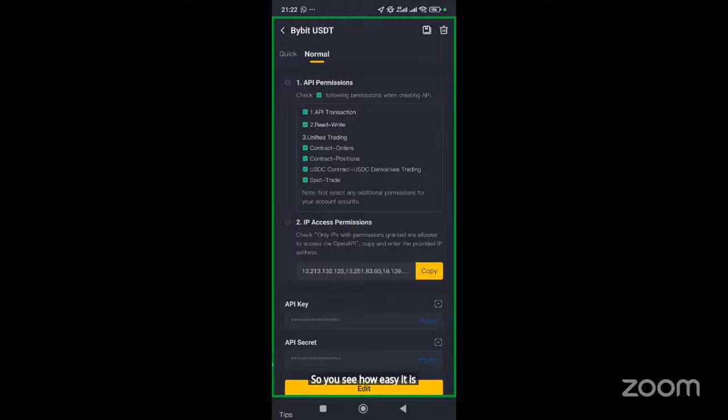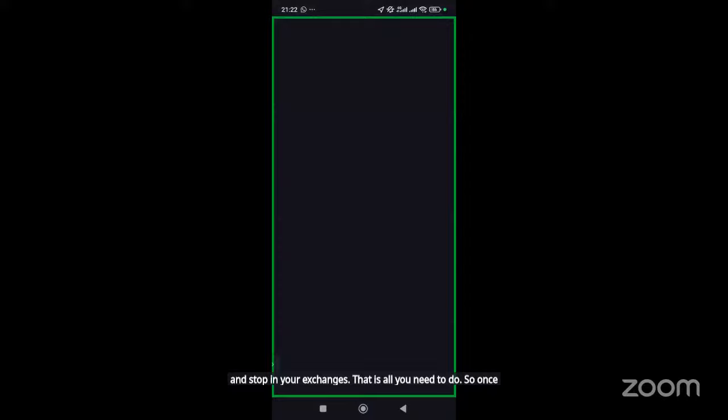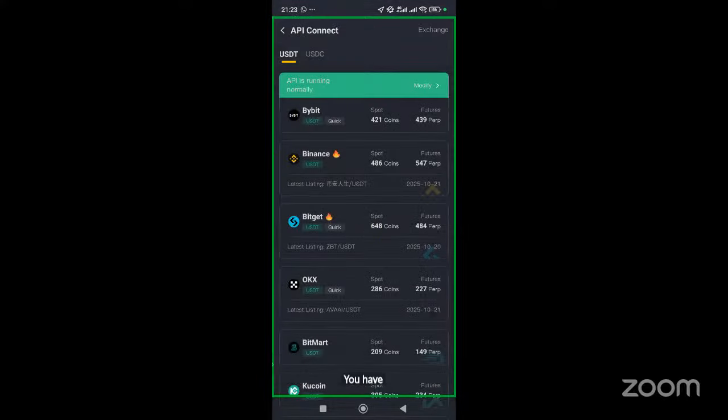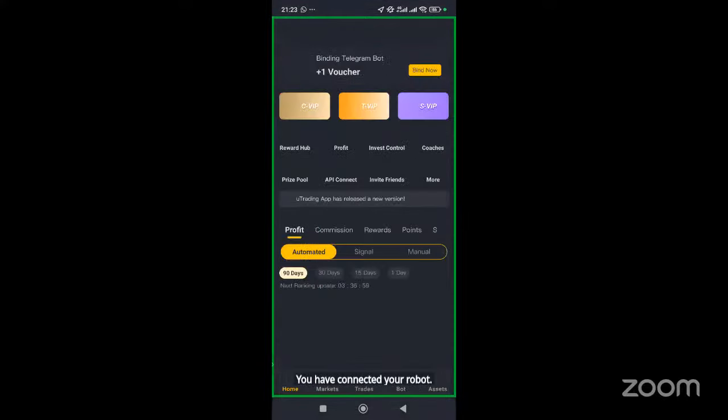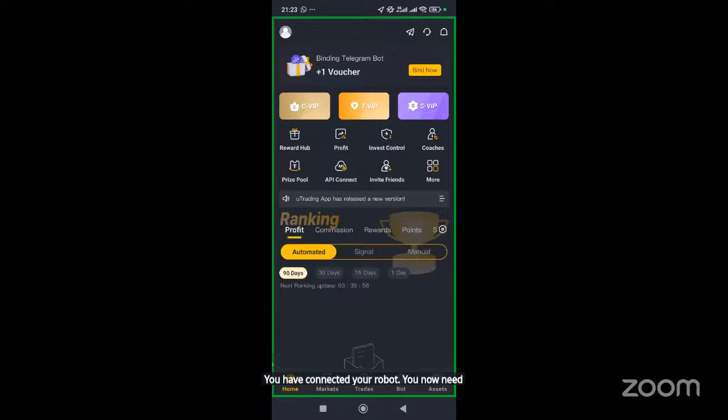So once you have done this API binding, which is to give authority to this robot to be able to trade, only trading permission, in your exchanges, and drop the profit for you ASAP in your exchanges, that is all you need to do. Once you have set up your robot and connected your robot, you now need to trade.